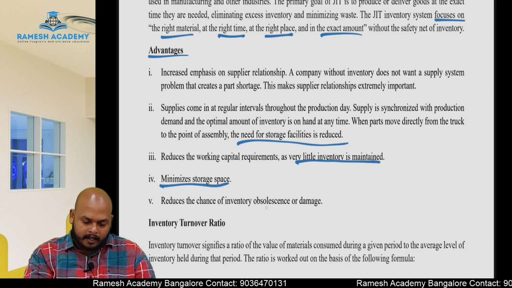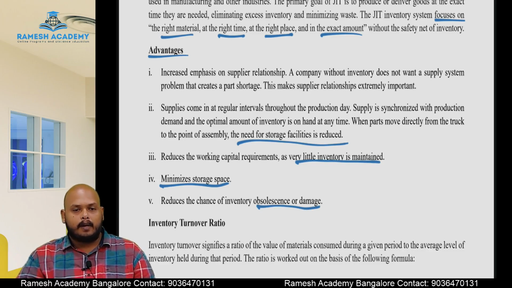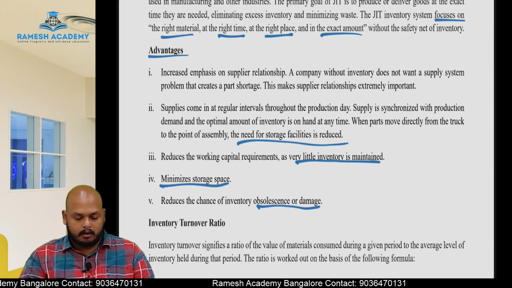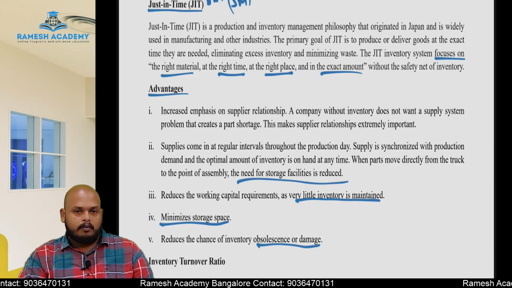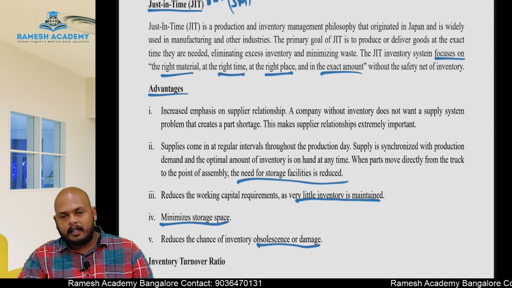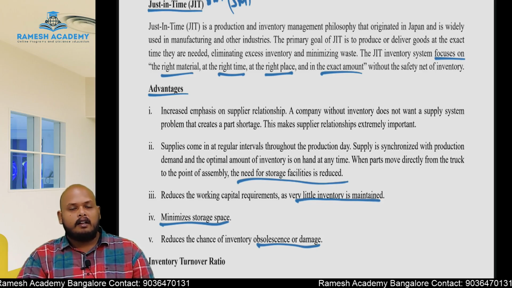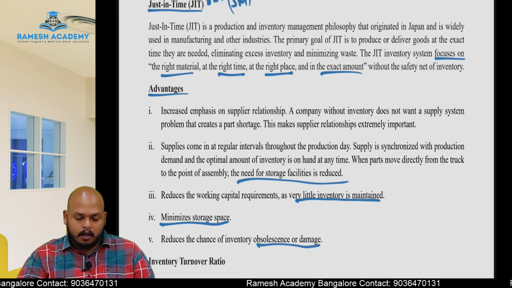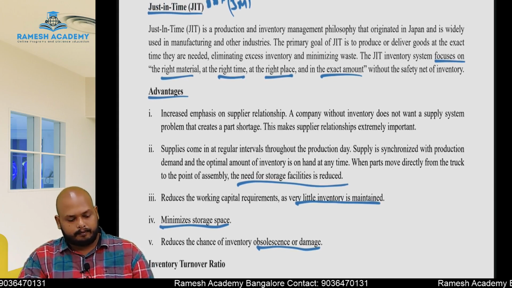It reduces the chance of inventory obsolescence or damage. When we are not maintaining a large quantity of raw material in the godowns, automatically it will reduce obsolescence as well as damage to the material. So these are the advantages of just in time. Just in time mainly focuses on what? Deliver the goods at the right time, whenever they are needed. That is nothing but right quantity, right price, right place, right location. These are the things which we have to concentrate on. So these are the advantages of just in time.